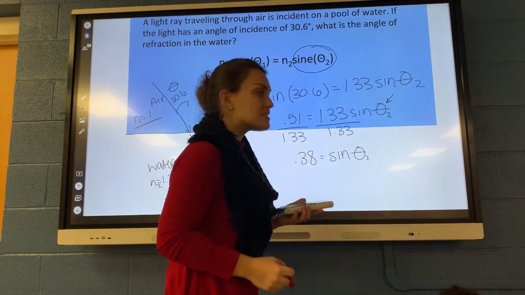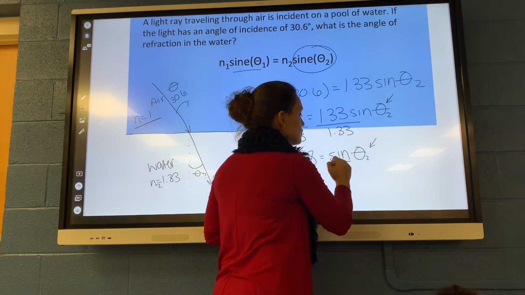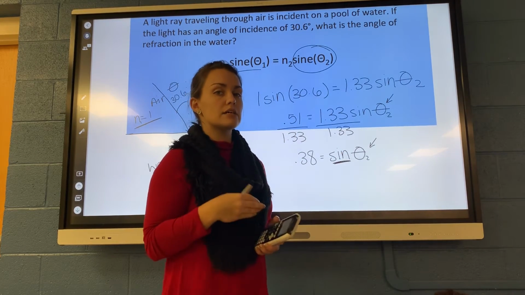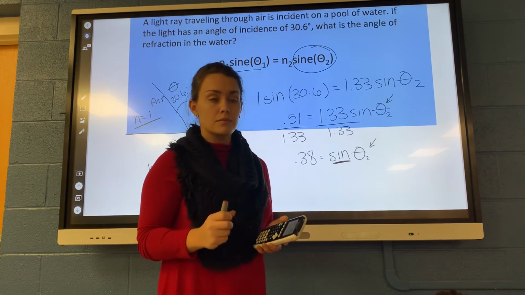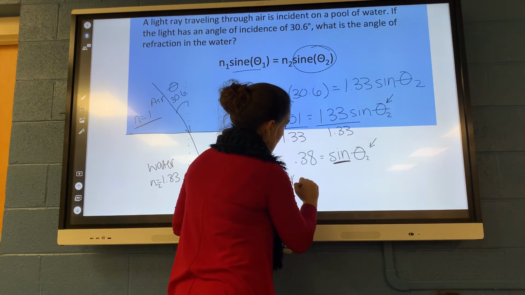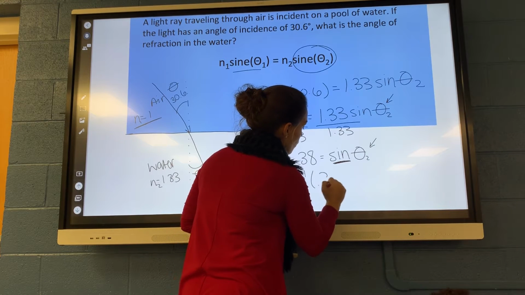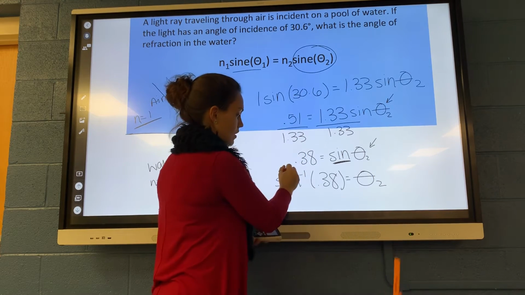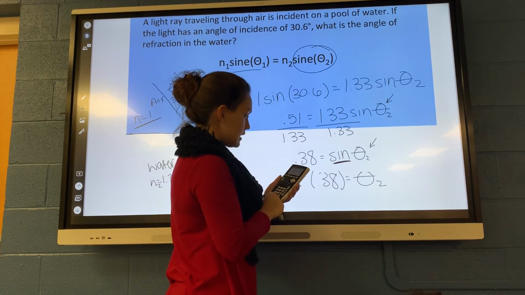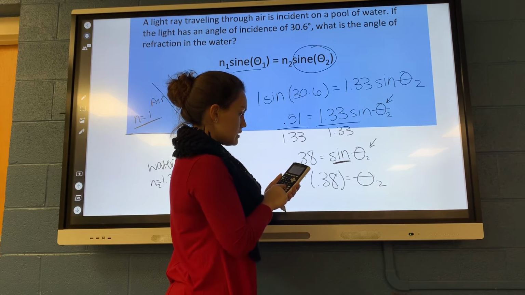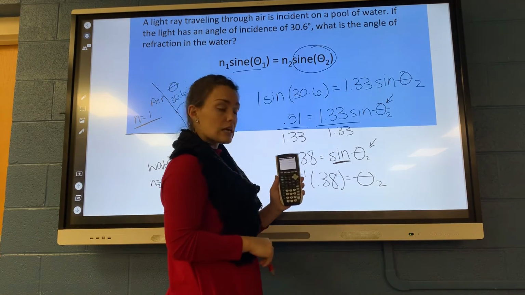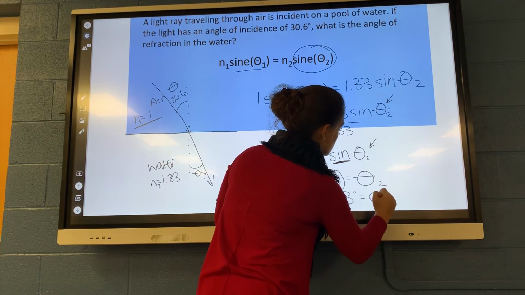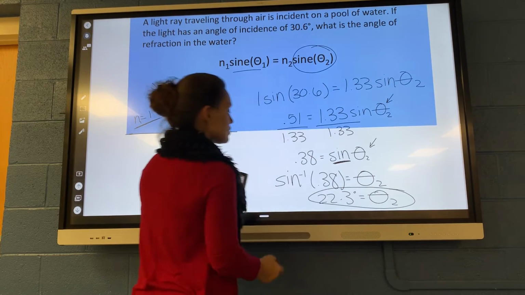All right? I still need to solve for the angle, which means I need to move the sine to the other side. Remember, what is the opposite of sine? How do I get that sine away? Inverse sine. So now I make it sine to the -1 of 0.38 equals angle 2. I'm going to take second sine and do 0.38. And that equals an angle of 22.3 degrees equals angle 2. That right there is your answer.